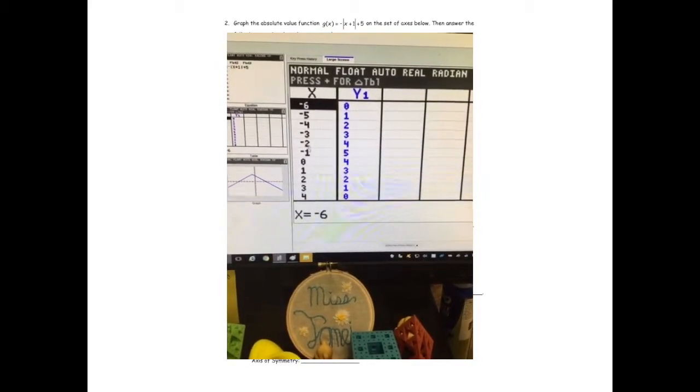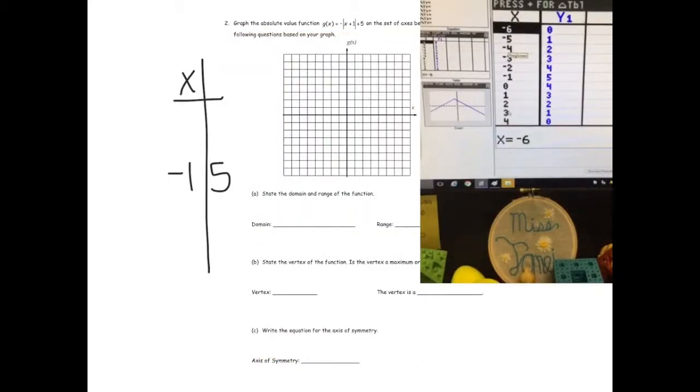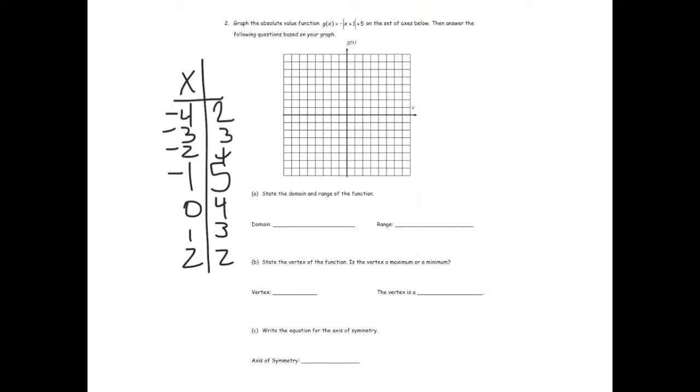So we're going to take 3 numbers above -1 and 3 numbers below -1, and that's what we're going to copy down. All right, so -1, 5 is in the middle of my table, and then I'm going to have -4, -3, -2, -1, 0, 1, 2. All right, so I have -4, 2, 3, 4, 5, 4, 3, 2. We see that symmetrical pattern that we get used to with absolute value functions.